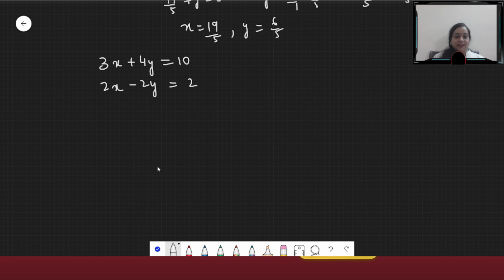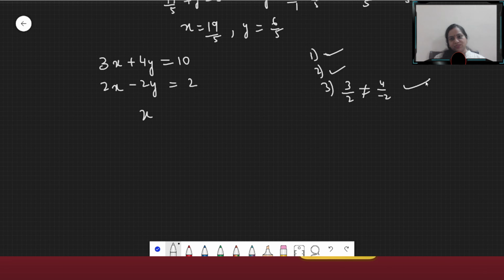We'll apply our trick. The trick says, of course, the first three conditions need to be checked. First condition is whether the constant is towards the RHS. Yes, it is. Second condition is whether the first term of both the equations has the same variable. Yes, both have the x variable. Third condition, you have to check the ratio. 3 by 2, is it equal to 4 by minus 2? No, they are not equal. So this condition is also correct. That means we are going to have a unique solution.